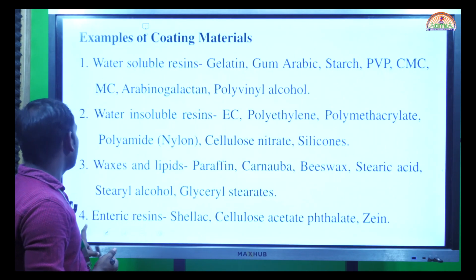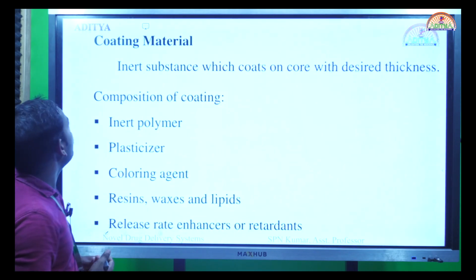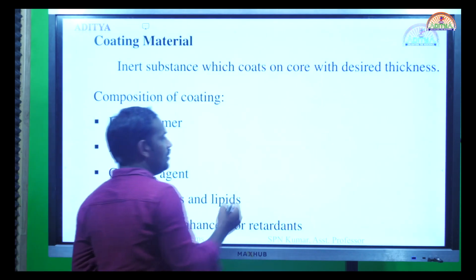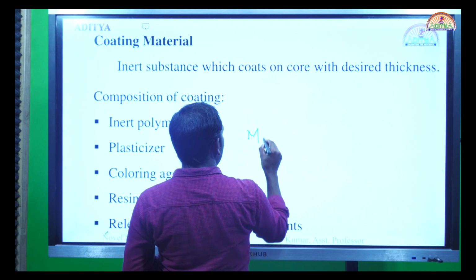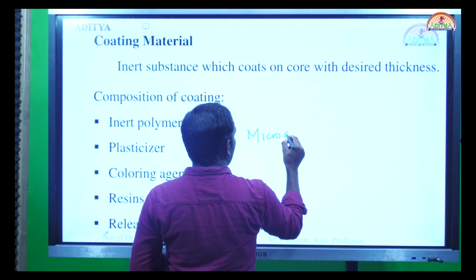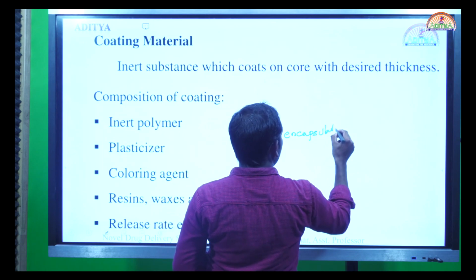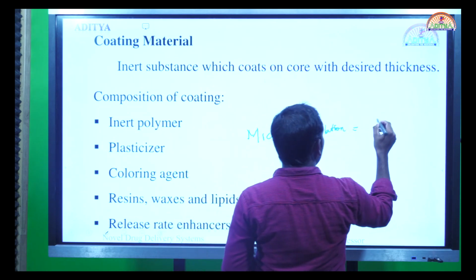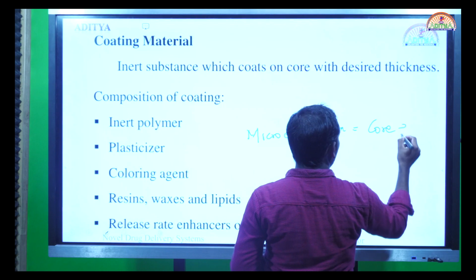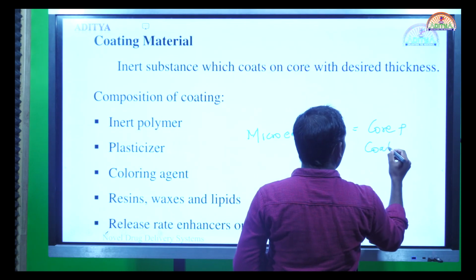Next, what is the coating material? As I said, microencapsulation involves coating. We take a core material and onto it a coating is provided. So there are two objects here: one is the core material, the other is the coating material.